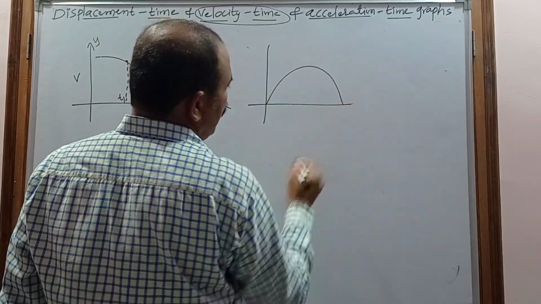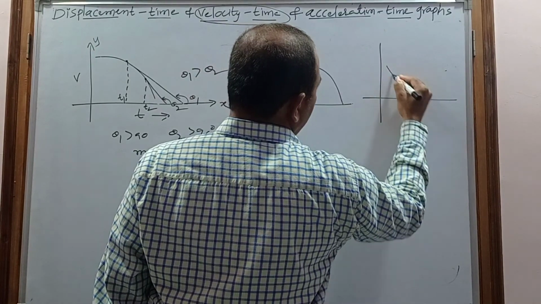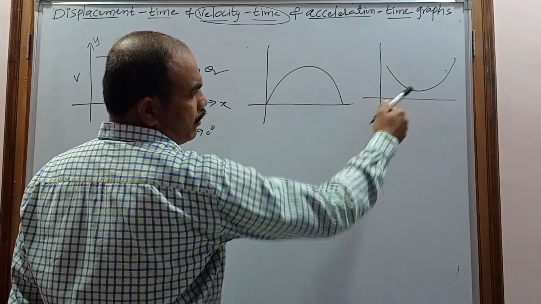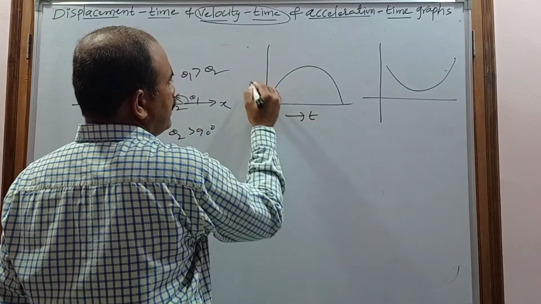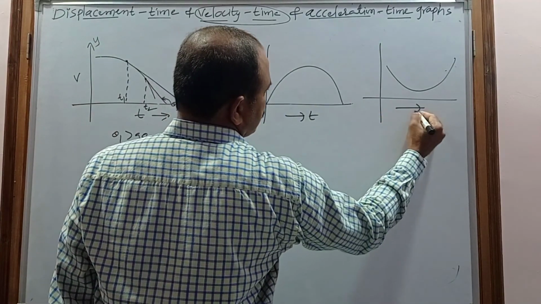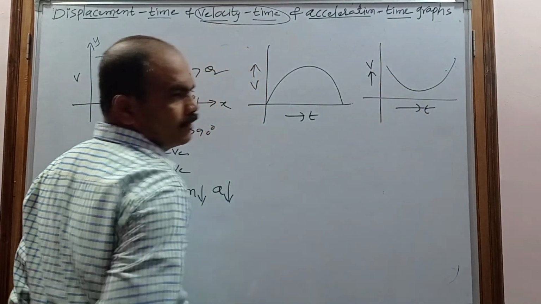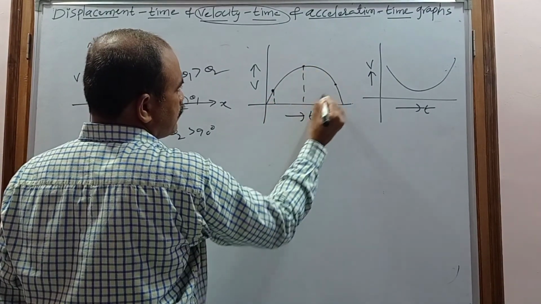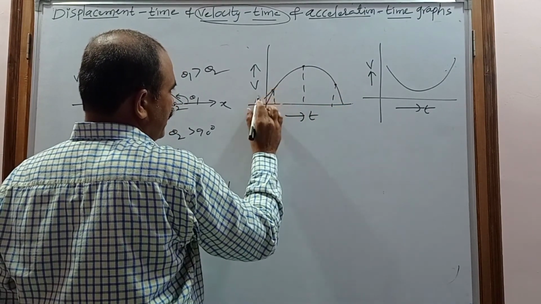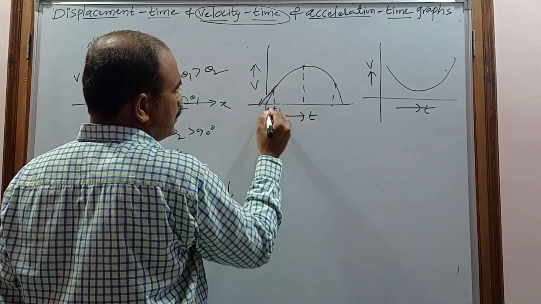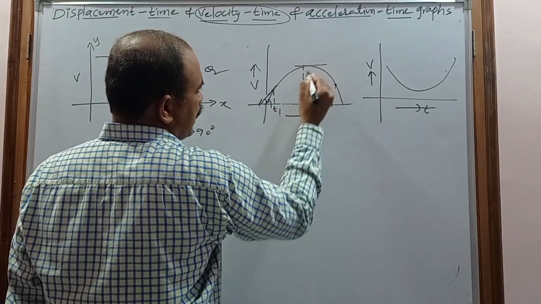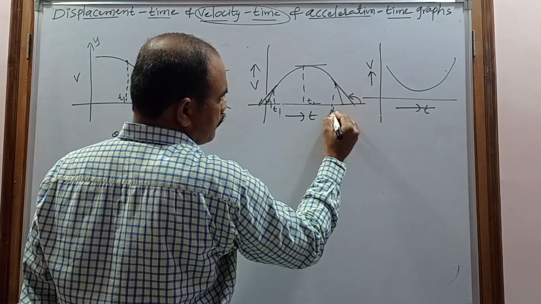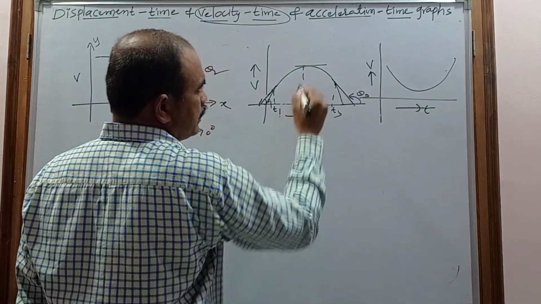Parabola downward, parabola upward. By taking time on the x-axis and velocity on the y-axis, if I draw the tangent at three points, this is the angle made by the tangent at t1 time, theta 1. This is the tangent drawn at t2 time, and this is the tangent drawn at t3 time. This is theta 3, this is theta 2.